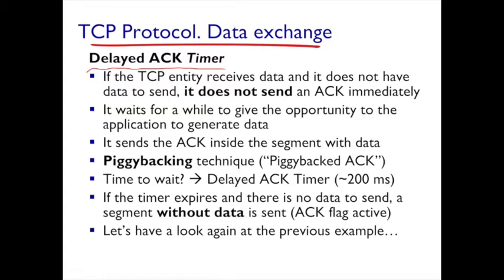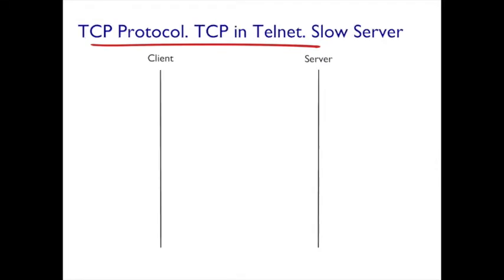This is the process that we have been following with the server. So this technique is called piggybacking. So the ACK is appended to data when possible. Okay, piggybacking technique. The time to wait is more or less 200 milliseconds. However, if the time expires and there is no data to send, a segment without data is sent only with the ACK flag active. Let's have a look again at the previous example.